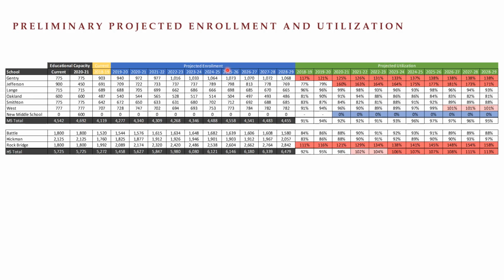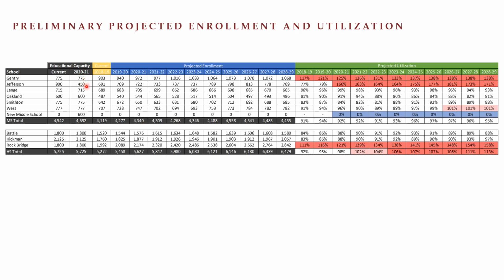So if we look at this chart, we can see that Gentry currently has an enrollment of 903 students with a capacity of 775 students. This utilization is projected to increase to 138% or 1,068 students by the 2028-29 school year. If we look at Jefferson, it currently has a capacity of 900 students, and in 2021, that capacity will change to 450 once the new STEAM program is implemented. Thus, the utilization goes from 77% to 79%, and then up to 160%, and then increasing to 171% with its current boundary. Again, this illustrates the need to be able to decrease the size of that boundary.